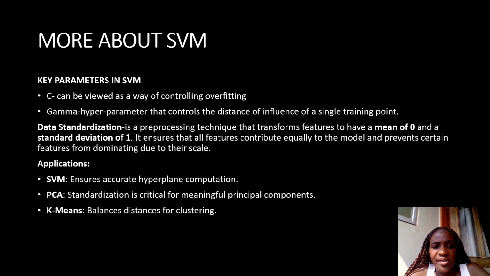Then more about SVM. We have key parameters in SVM. We have the C and we have the gamma. Then the standardization, the pre-processing technique that transforms features to have a mean of 0 and a standard deviation of 1. Applications can be used in SVM, in PCA, in K-means, and it also ensures that all features contribute equally to the model and prevents certain features from dominating due to their scale.